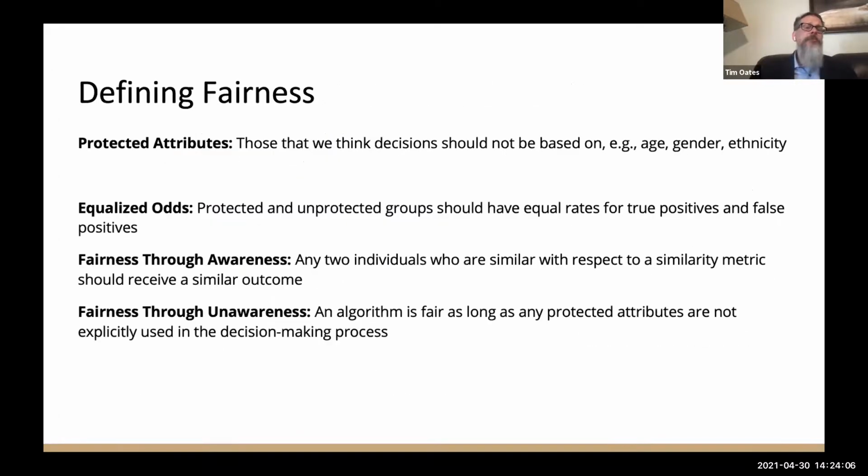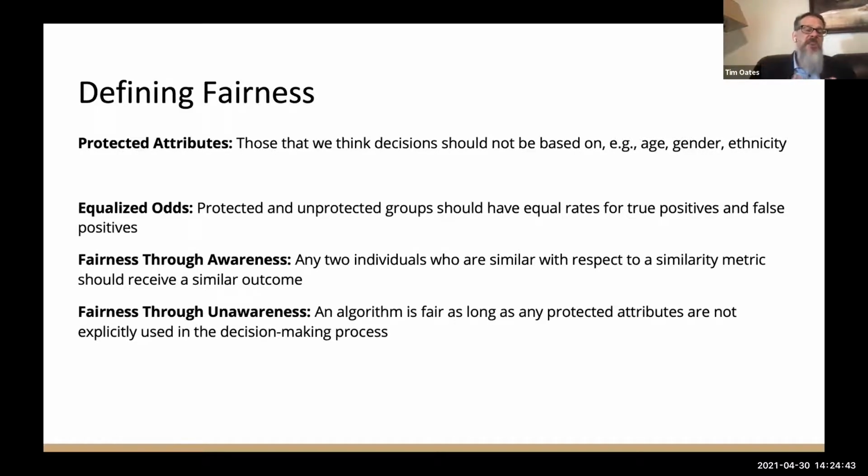So in the next slide, we can talk about fairness and how we define fairness. There is a term used in this community, which is a protected attribute, and that's an attribute, like we saw on one of the very first slides, like age, gender, and ethnicity, that we think decisions should not be based on. There are lots of different ways of defining fairness in the community. So maybe if I'm in a protected or unprotected group, I should have equal rates for true positives and false positives. So that was the COMPASS problem. COMPASS had differential rates for true positives and false positives based on your race.